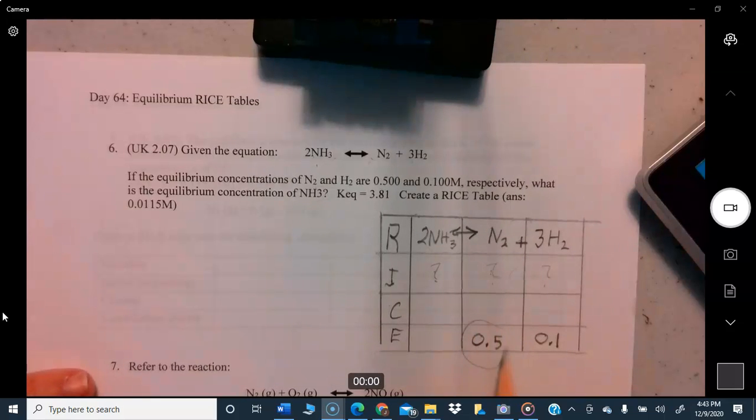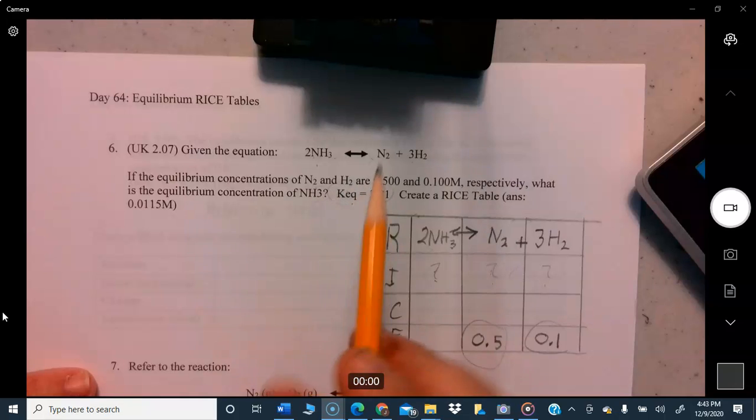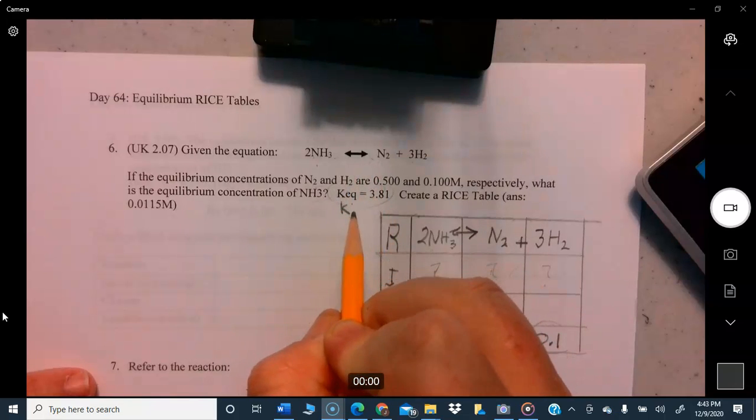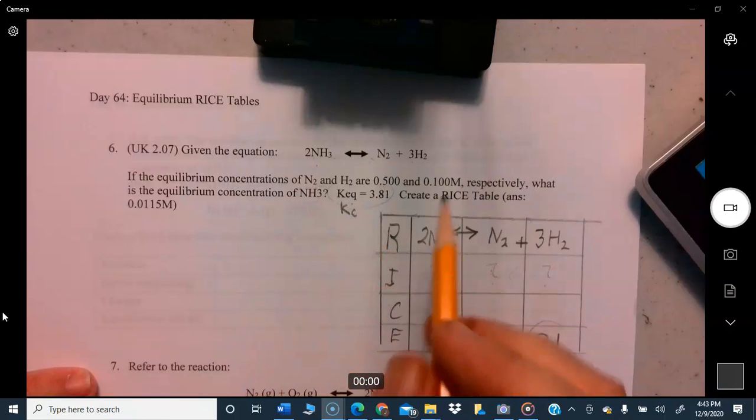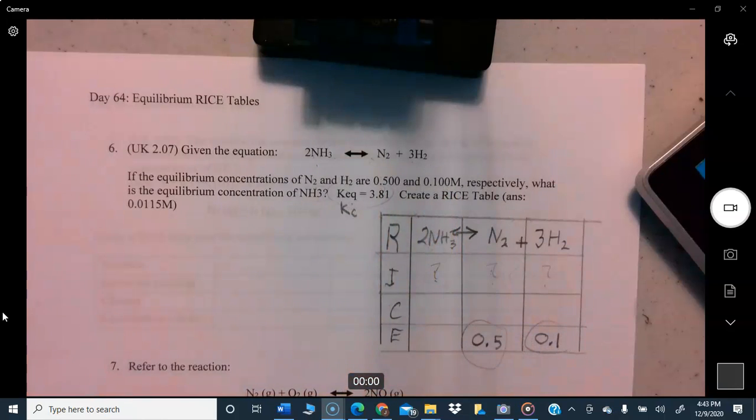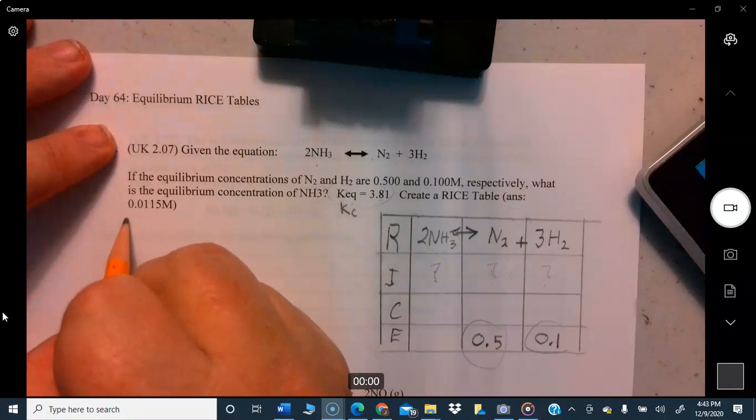You have 2 equilibrium concentrations and a KEQ, it should really be KC. The problem set that I copied this from said equilibrium, but it's a concentration. They're molar, so it's concentrations. So you have these 3 numbers. That's good enough. Go ahead and write the law of mass action.